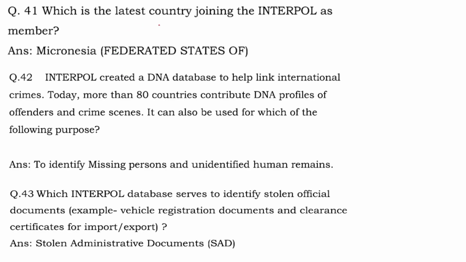Which is the latest country to join Interpol as a member? Micronesia, Federated States of Micronesia, Oceania.